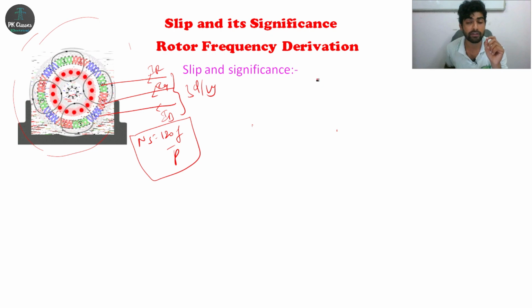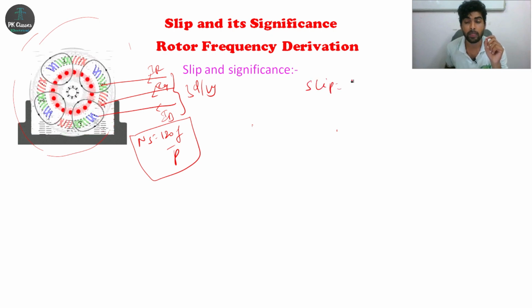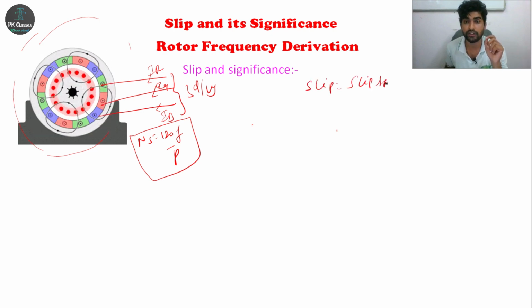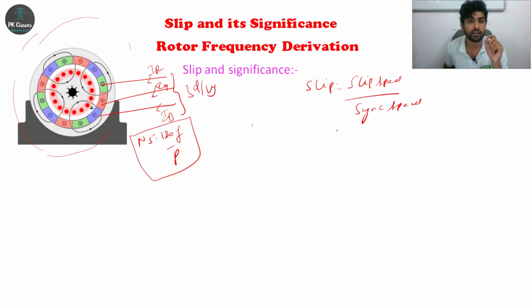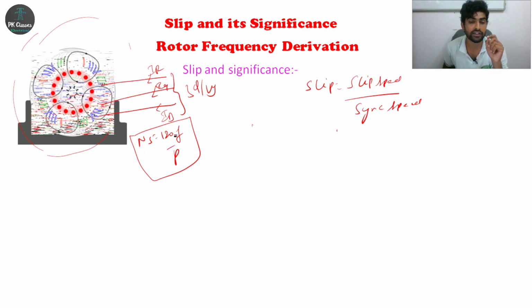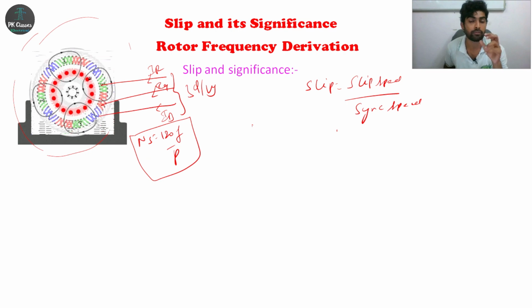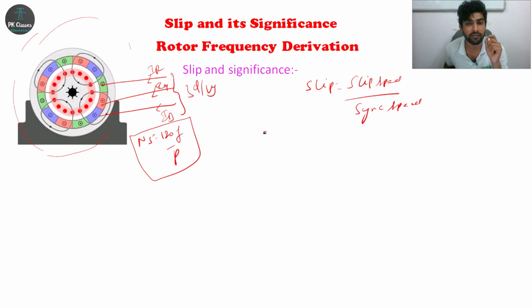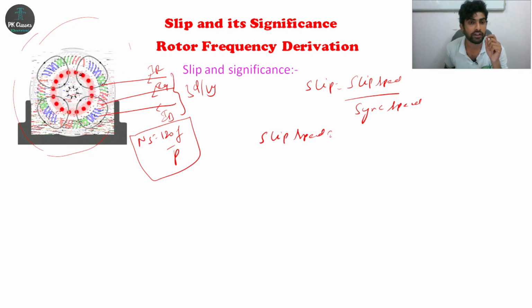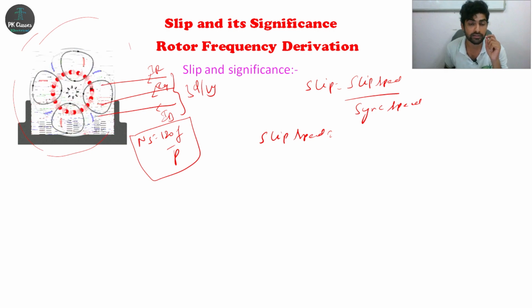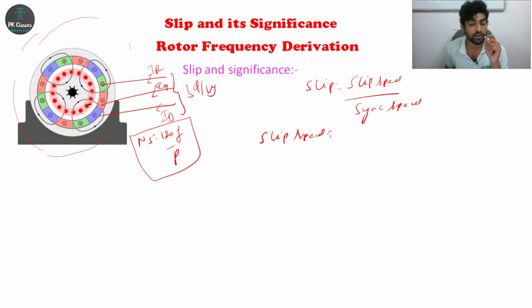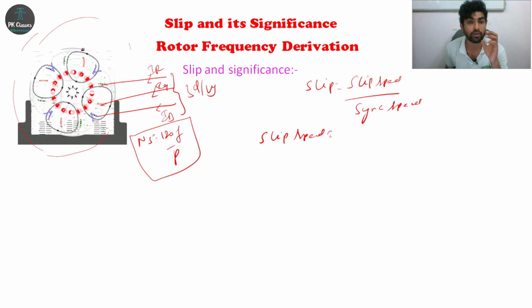Slip and significance. Slip is defined as the ratio of slip speed to the synchronous speed. Already we discussed the synchronous speed, the rotating magnetic field speed, Ns = 120f/P, when you give the power supply to the stator winding. Next, slip speed is the difference between this rotating magnetic field speed, the synchronous speed, and the rotor actual speed, I mean the mechanical output speed of the rotor.